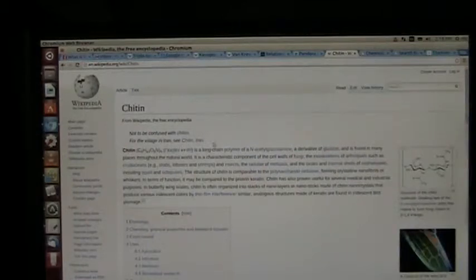The only other biological matter known to approximate the toughness of keratin tissue is chitin. Chitin is a long-chain polymer, a derivative of glucose, found in many places throughout the natural world. It's in cell walls and exoskeletons of arthropods and crustaceans. Anyway, that's what the keratins are all about.